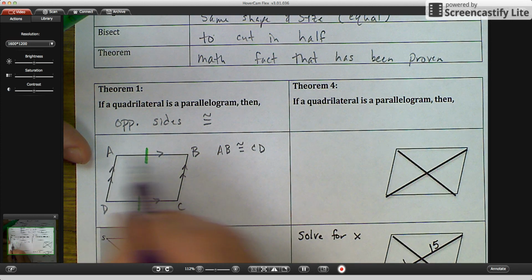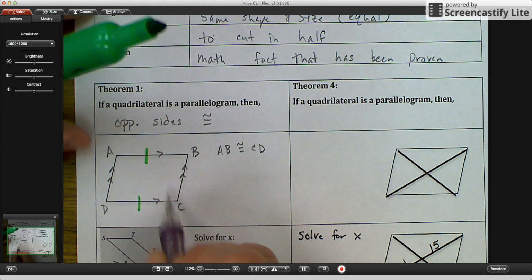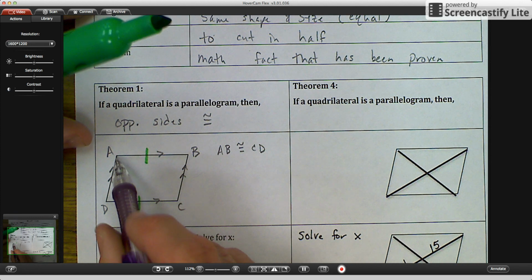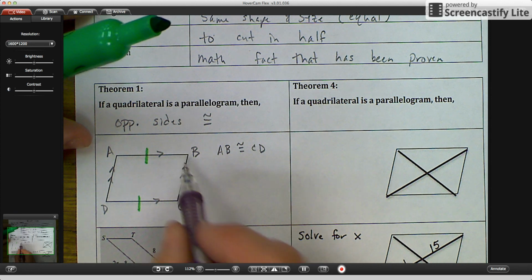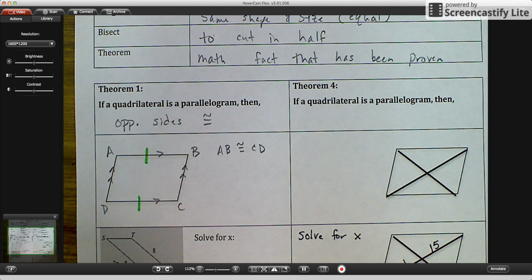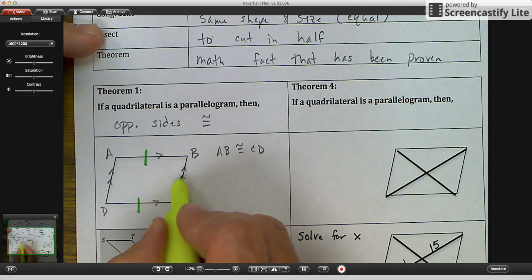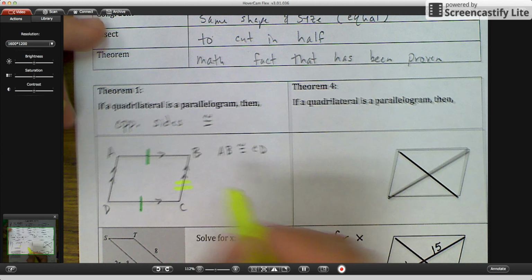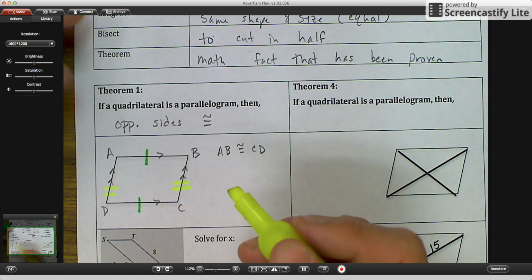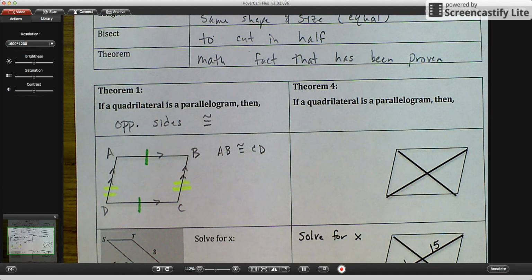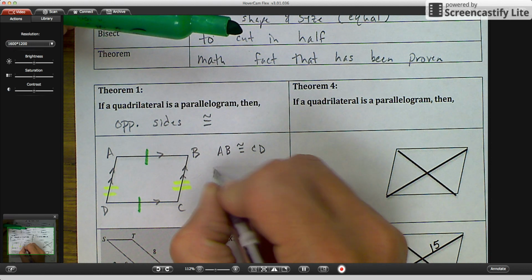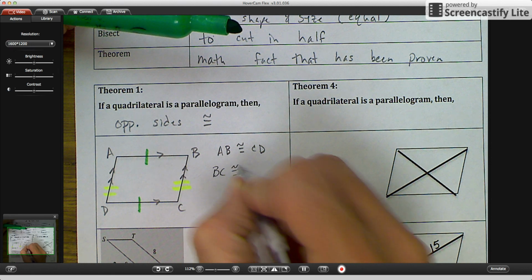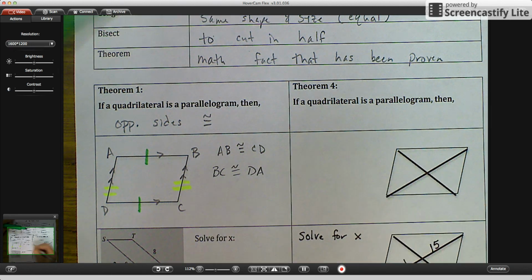And the reason why you say that, if you take this shape and you were to rotate it, C would wind up in the same spot as A, D would wind up in the same spot as B. The other sides that are congruent to each other would be B, and I'm going to put 2 slash marks there, BC and DA. So I would say BC is congruent to DA. And that is theorem 1 for parallelograms.